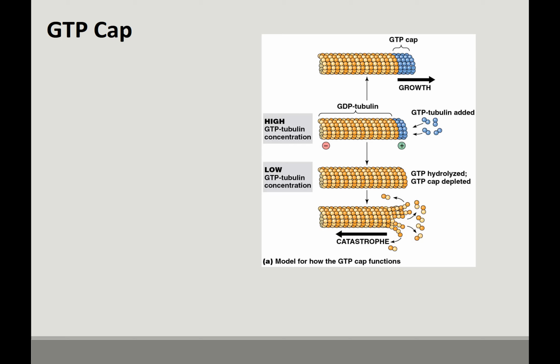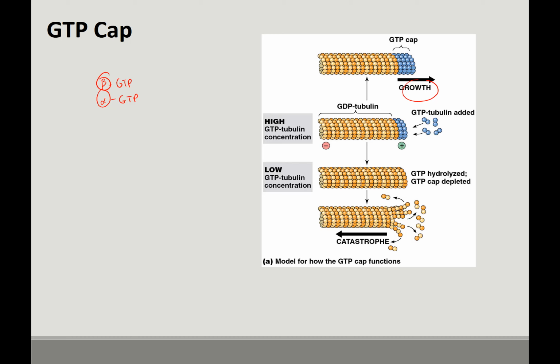Okay, the GTP cap is a characteristic of microtubule growth. So this is growth, and remember that the alpha and beta tubulins can bind GTP. And what's really interesting is if you read the textbook, it says GTP is not required, and it doesn't have to be hydrolyzable, which means to break down to GDP.